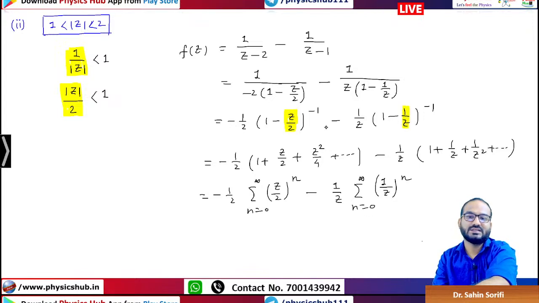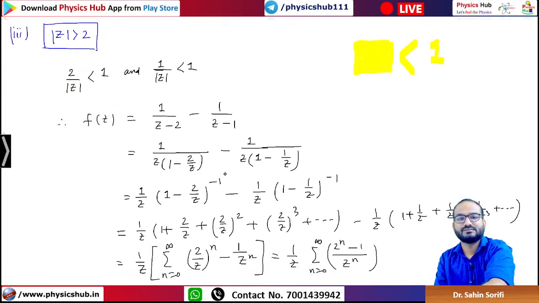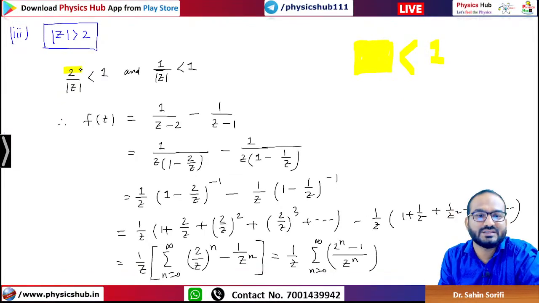If it had, let's say, z by 3, then also it would have worked, because if z by 2 is less than 1, z by 3 will also be less than 1, right? And the last case, 2 by z is less than 1. If 2 by z is less than 1, 1 by z will obviously be less than 1. So you are getting the term in the expansion in this way.